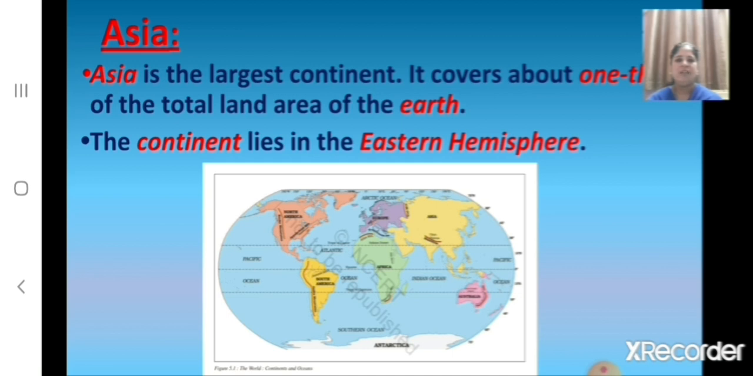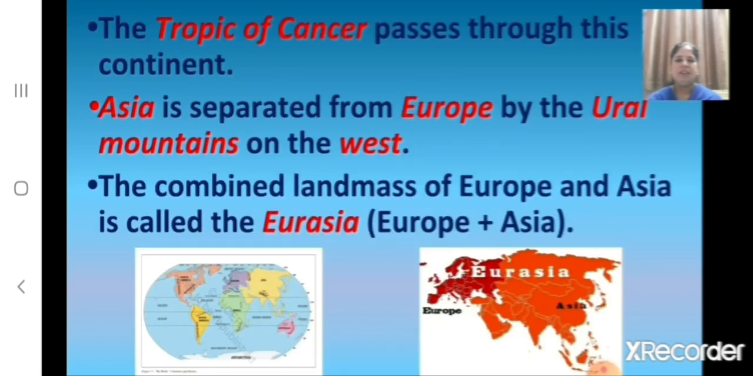And where does this continent lie? This continent of Asia, we can see that it lies in the Eastern Hemisphere. And children, if you look at this map, you can see that the Tropic of Cancer passes through this continent. And how is Asia separated from Europe? Asia is separated from Europe by the Ural mountains, which are on the west.